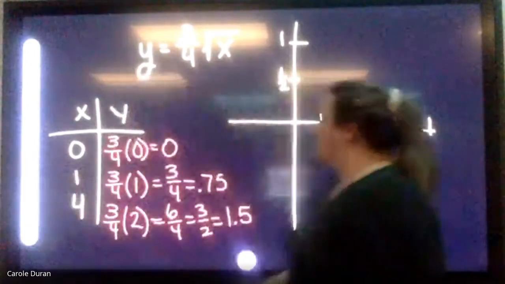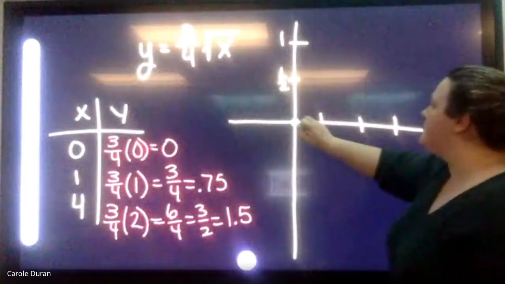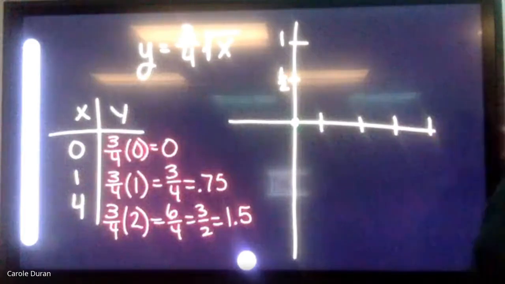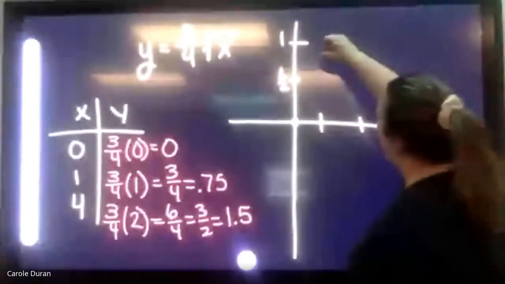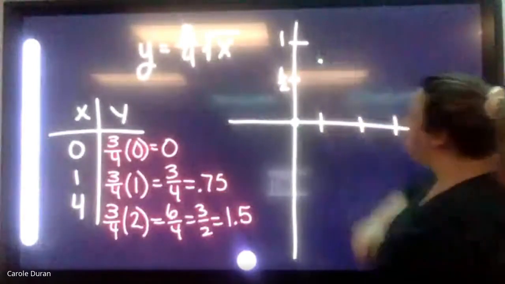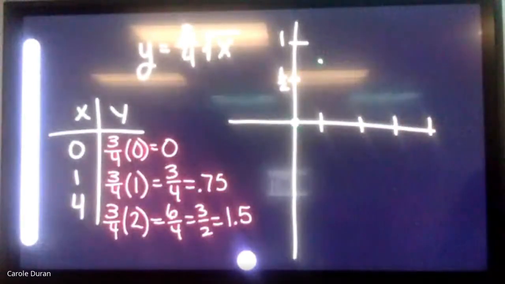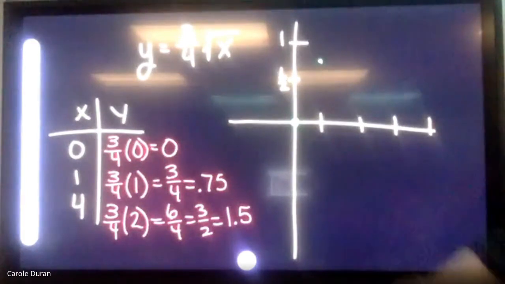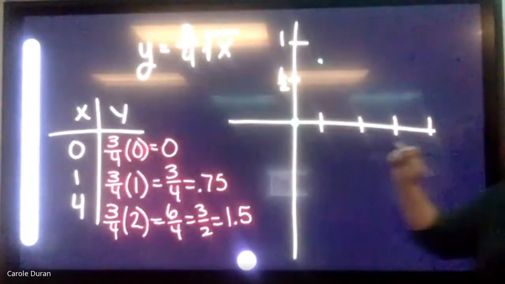My first point was 0, 0, so that one goes down first. When I plugged in 1, I got 0.75, which is 3/4. So that's going to be halfway between 1/2 and 1. Just get as close as you can, that's okay. When I plugged in 4, I got 1.5, so I clearly did not make my graph big enough.